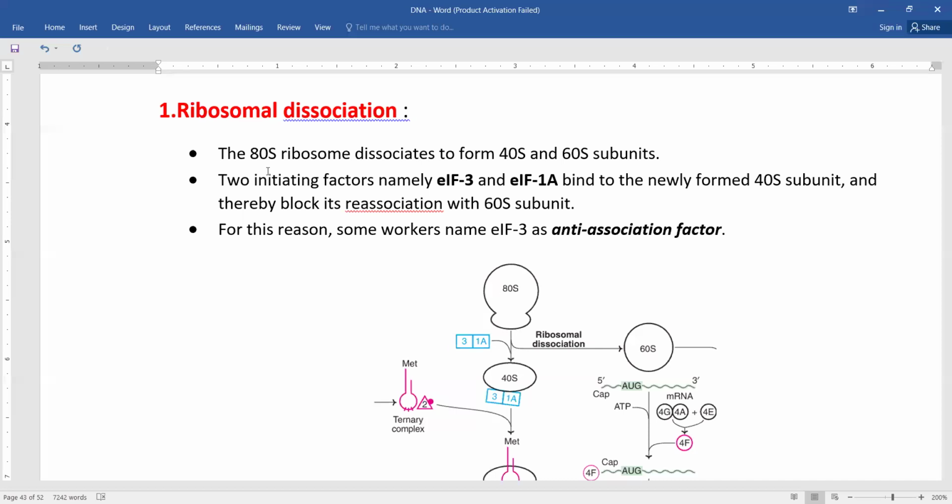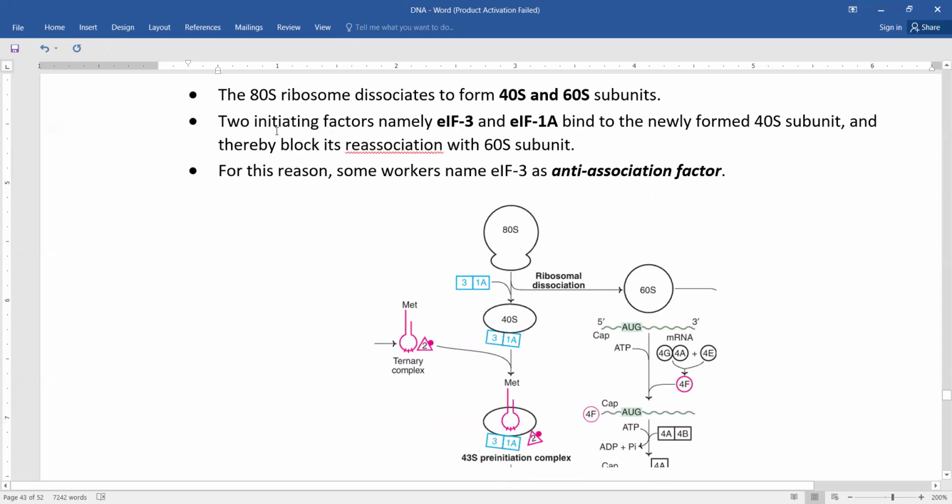See, the ribosomal dissociation: you can see the 80S ribosome dissociates to form 40S and 60S subunits. Okay, we all know this 80S ribosome is present in eukaryotes. When it is dissociated, it produces two subunits, one is 40S and the other is 60S. So, prior to initiation, it is dissociated to form 40S and 60S subunits.